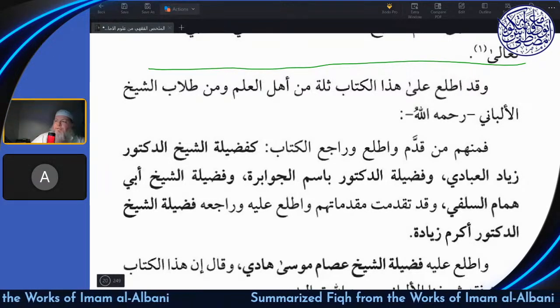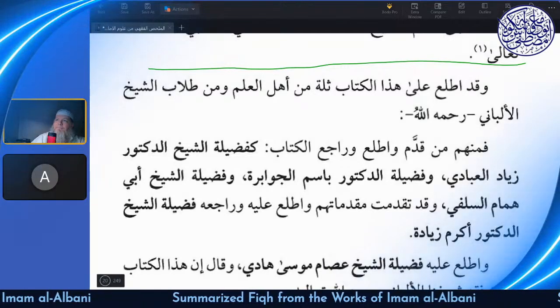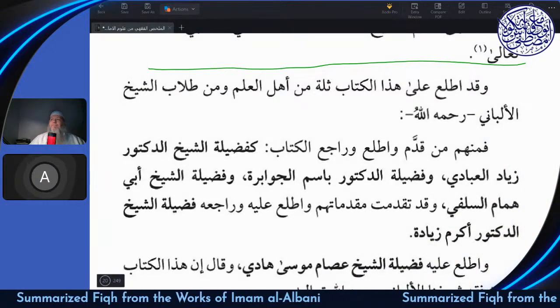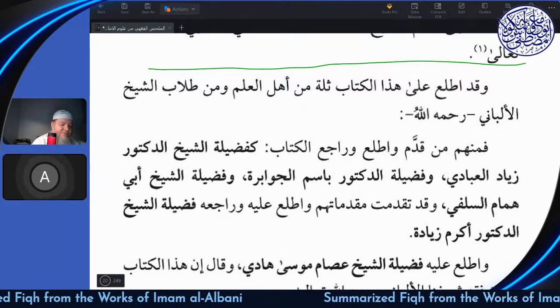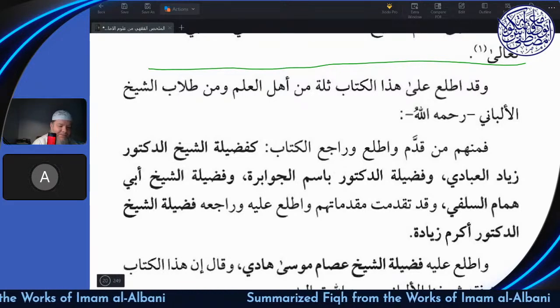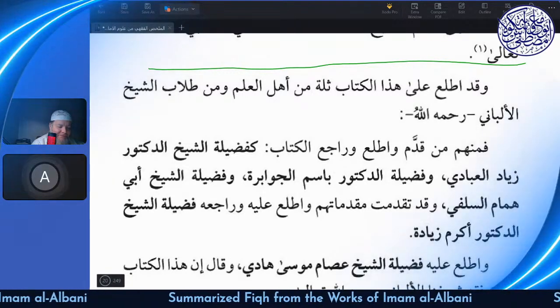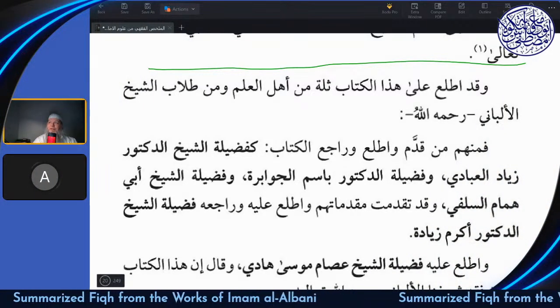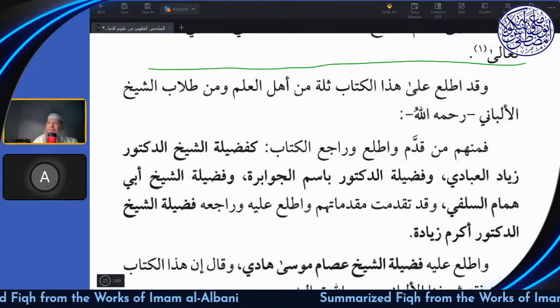Assalamu alaikum wa rahmatullahi wa barakatuh, Abu Muhammad. وعليكم السلام ورحمة الله وبركاته أخي الكريم. كيف حالك؟ الحمد لله بخير. كيف حالك؟ الحمد لله. نحمد الله إليكم. جاهزين؟ نعم.